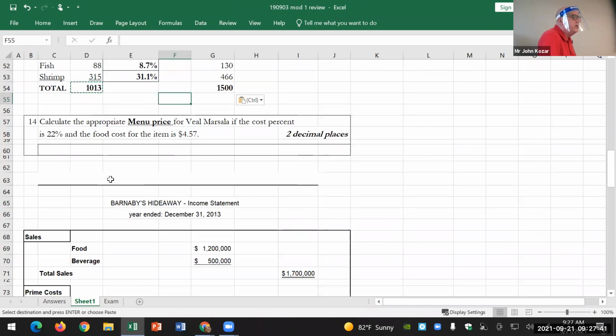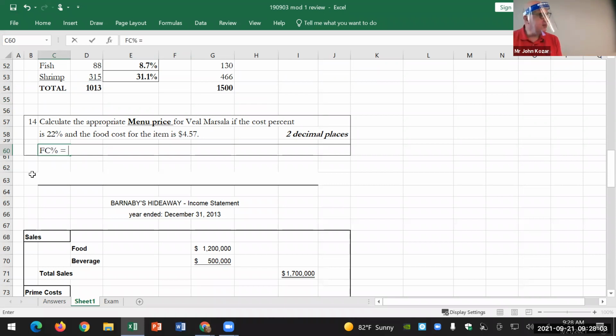Okay, so calculate the appropriate menu price for Ville Marcella. If the cost percent is 22%, then the food cost for the item is $4.57. So food cost percent is food cost divided by food sales.